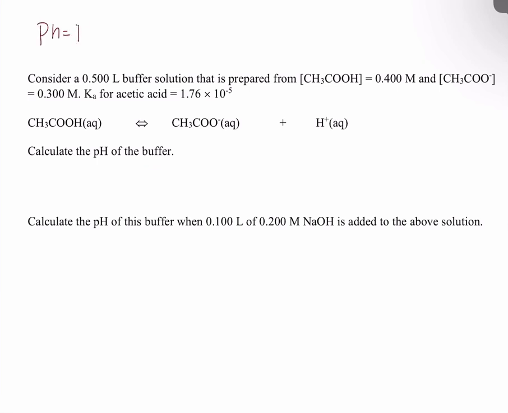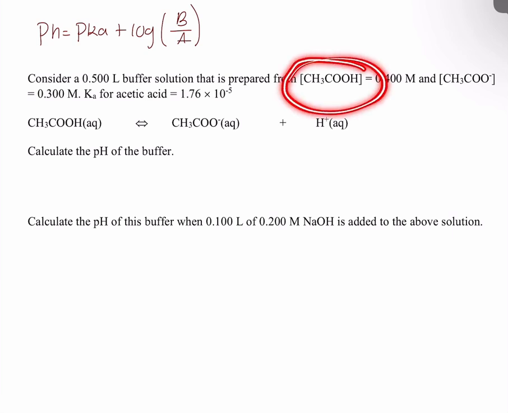pH equals pKa plus log of base over acid. So we're going to identify which one is our acid and which one is our base here. So we know that this is the base, this is the acid, and this is also the base. So yeah, the first thing that we're going to do is get from Ka to pKa.